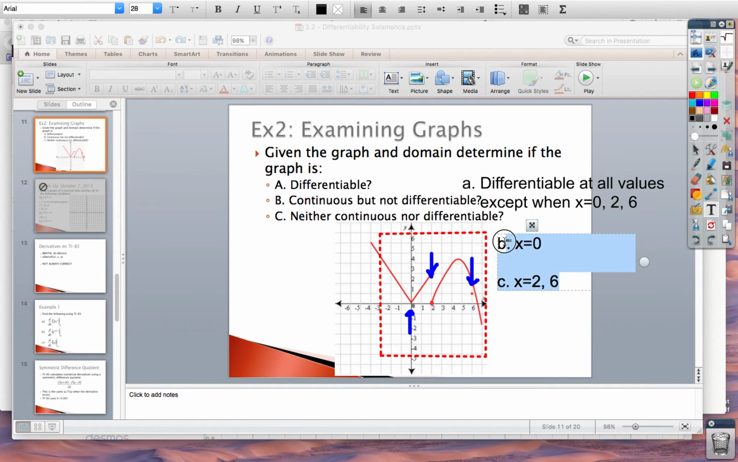So what I hope you may have noticed here is part A tells you when it's differentiable, which is all values except 0, 2, and 6. And you'll notice that the types of points where it's not differentiable is composed of B and C. So B is when it's continuous but not differentiable at this corner, and then C is 2 and 6 when it's not continuous nor differentiable. So part A is made up of parts B and C, those 3 points. So that was a graphic way for us to take a look at this.